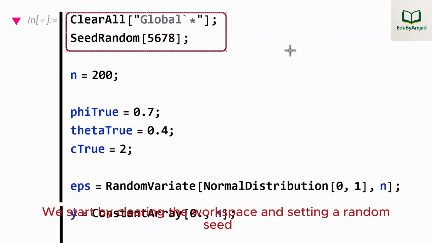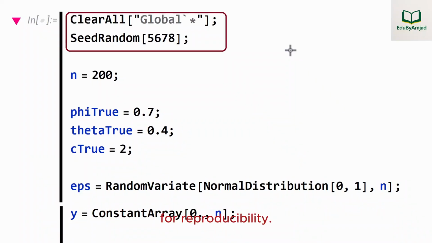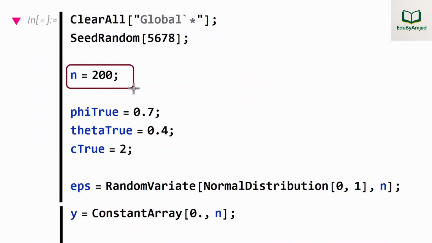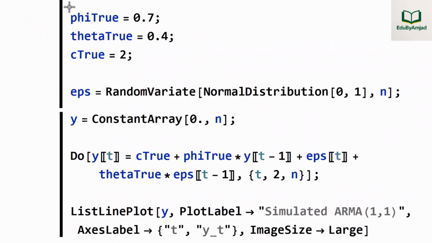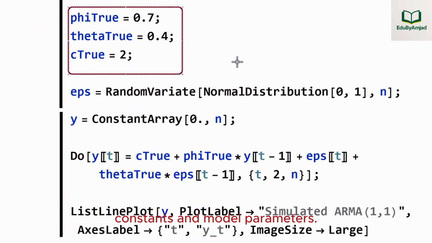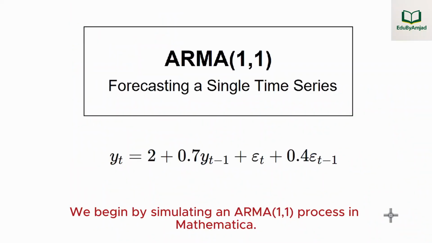We start by clearing the workspace and setting a random seed for reproducibility. We then define the sample size, constants, and model parameters. We begin by simulating an ARMA 1-1 process in Mathematica.